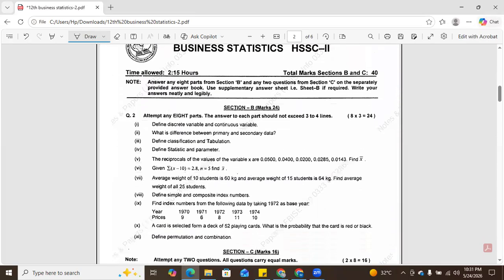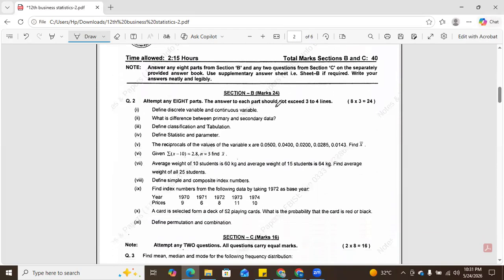In the model paper, section B, total marks would be 24. Attempt any 8 parts. The answer to each part should not exceed 3 to 4 lines. Each question carries 3 marks. And these are the most important questions. Make sure you practice these questions.